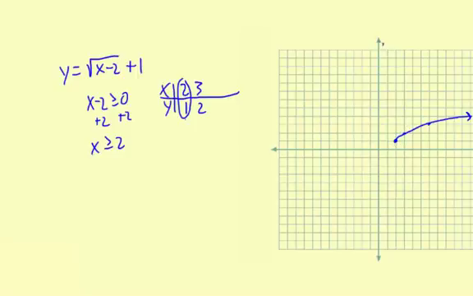So let's look at these coordinates. We have 2, 1, 3, 2, and the next one is 6, 3. And let me just check that. I'll input a 6. 6 minus 2 is 4. Square root of 4 is 2. 2 plus 1 is 3. So 6, 3 is on there. And this next one, see, that's 2, 4, 6, 8, 10. Looks like 11. And then 4. Let's test it. 11 minus 2 is 9. Square root of 9 is 3. 3 plus 1 is 4. So 11, 4 is in the function also.